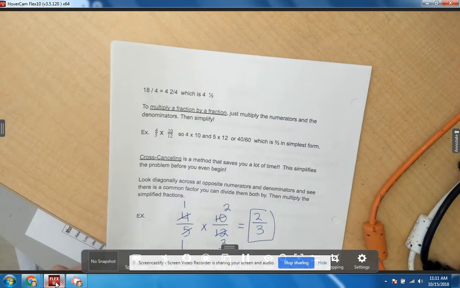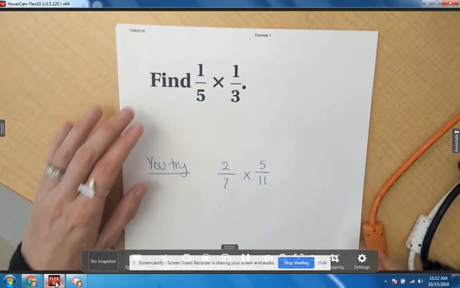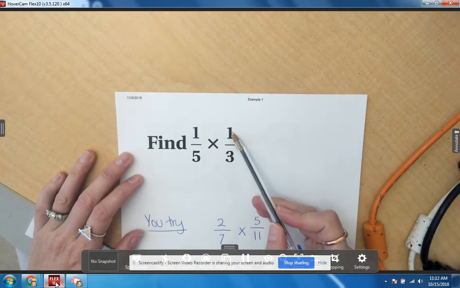Okay? I'm going to do some practice ones with you. I want you to do them on the bottom part of your notes. So let's take a look at this first one. We have 1/5 times 1/3. I'm going to check to see if I can cross cancel.